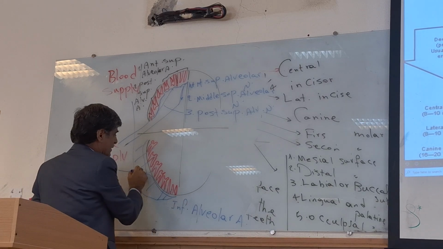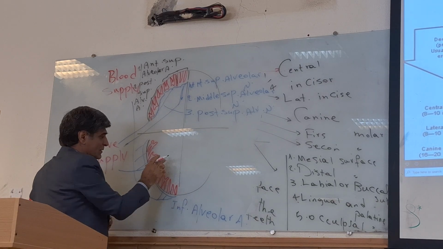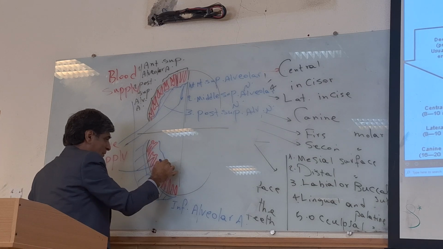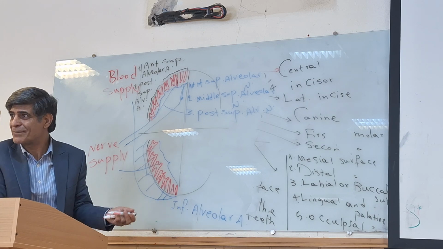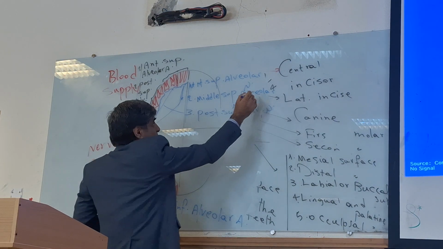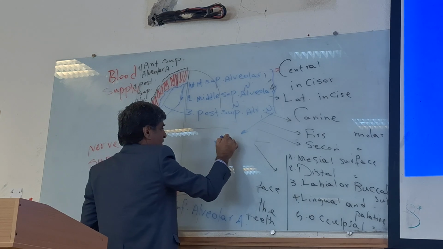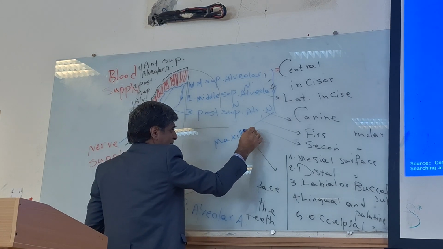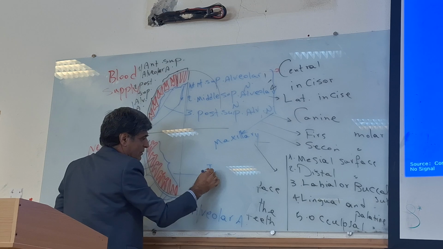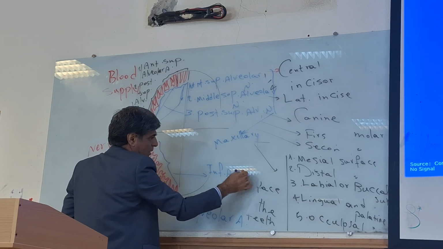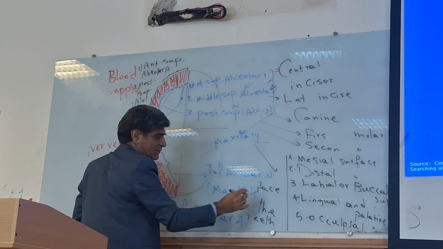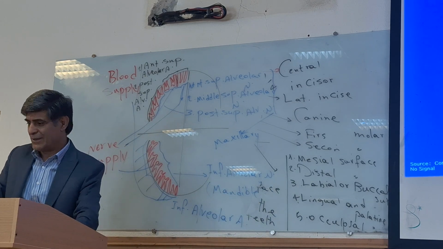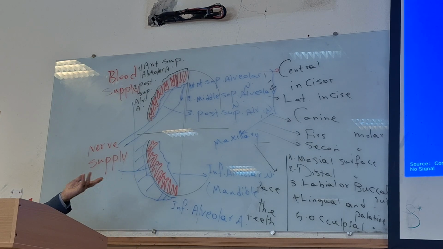But the nerve supply of this part, the inferior jaw part: the inferior alveolar nerve, a branch from the mandibular nerve, while the others are branches from the maxillary nerve. Okay, this part, the inferior alveolar nerve, branches from the mandible. Okay, finish. Very important nerve supply and blood supply of the teeth.